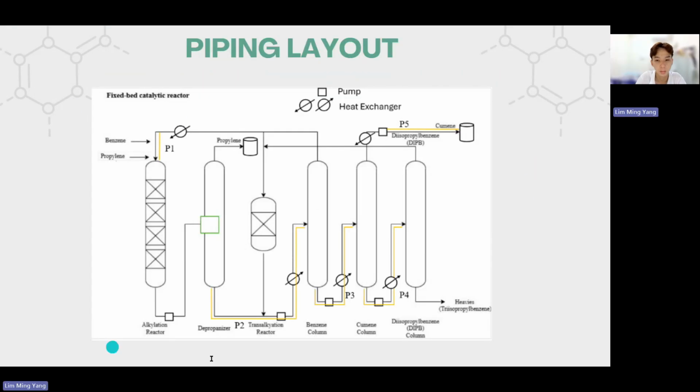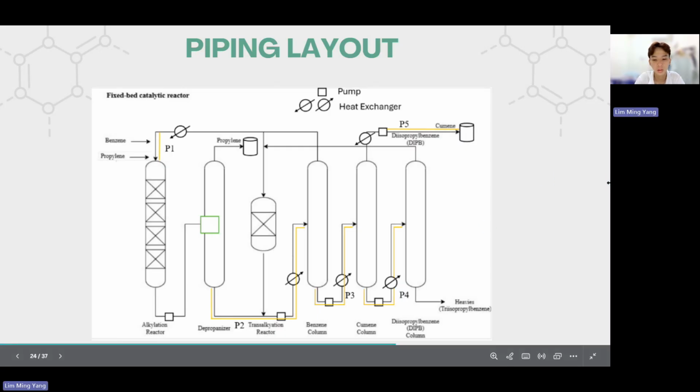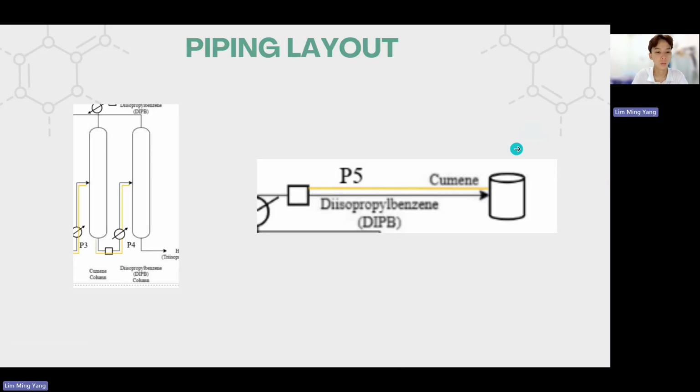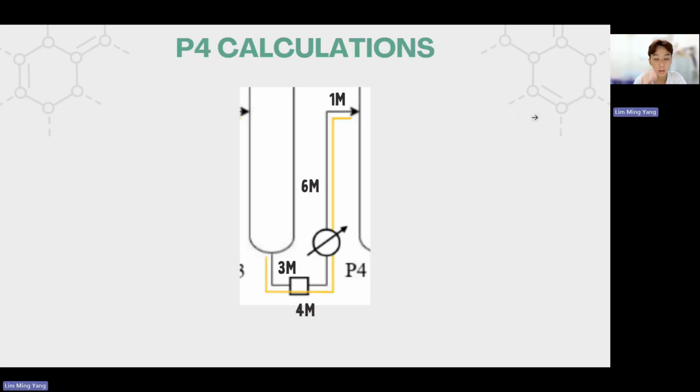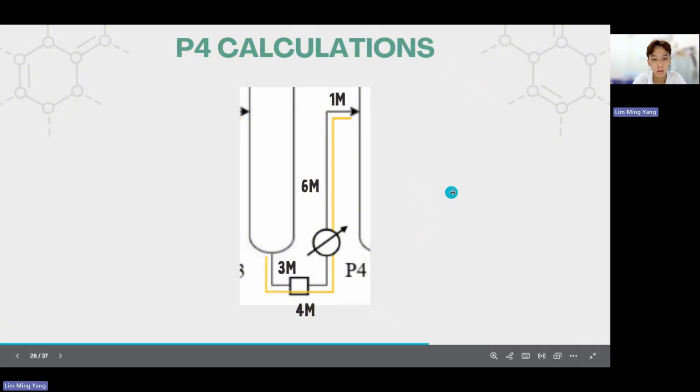Hi, so I'm Lim Ming Yang and I'm going to present about the piping layout. As you can see, this is our piping layout. For the pressure drop calculation, we are going to present for pipe P4 and pipe P5. Both transport the IPB. So for the P4 calculation, here is the piping layout. As you can see, we are using a 14-meter pipe.